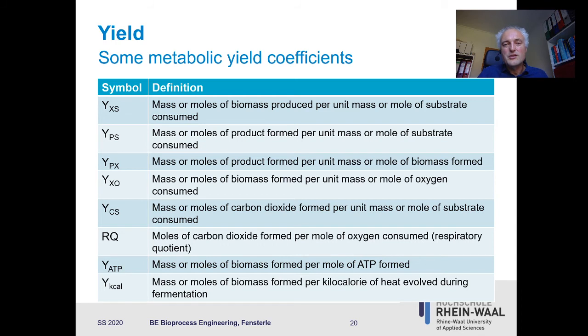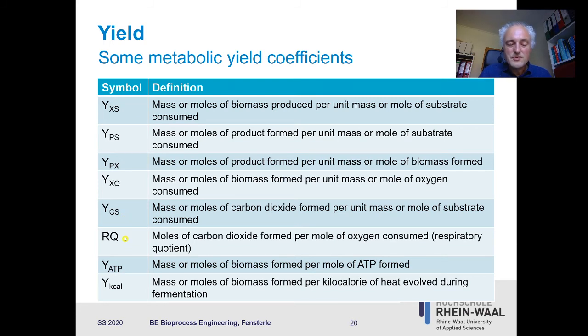If you go for ethanol production, if you want to produce bioethanol, you want to put as much as possible of your substrate into your ethanol and nothing else. You don't want to produce much biomass in this case. So you will optimize this yield coefficient. Of course, you can also vary that. You can also look at mass or moles of product formed per unit mass or mole of biomass formed. And what's often also used is mass of biomass formed per mole of oxygen consumed. This you can also have directly in your reaction equation.